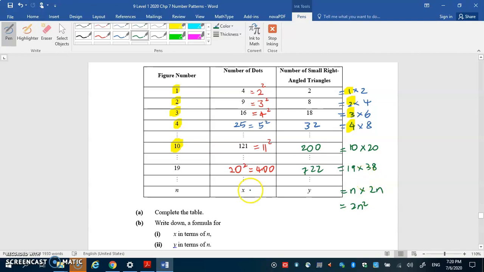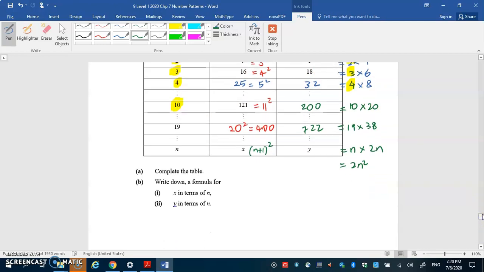Okay, for this one, figure number n, number of dots will be (n plus 1) squared. Correct? As we found just now, 4 plus 1, 5 squared will give you the number of dots. 3 plus 1, 4 squared will give you 16 dots. Okay, so we already completed the table, and let's write down a formula. So x in terms of n, right? x is equal to (n plus 1) squared, and y is equal to 2n squared. So just by drawing a simple table, you can find these two easily.